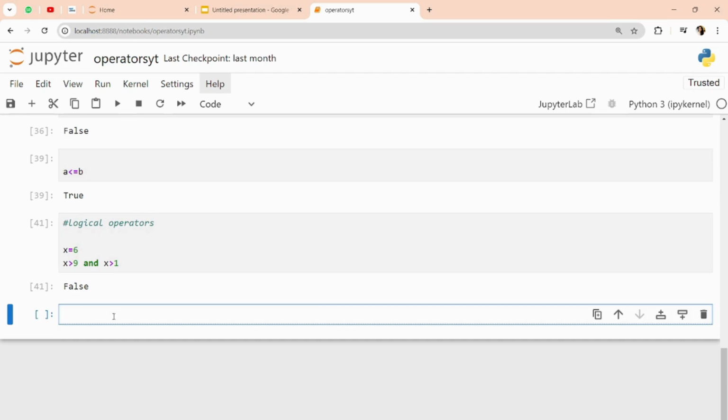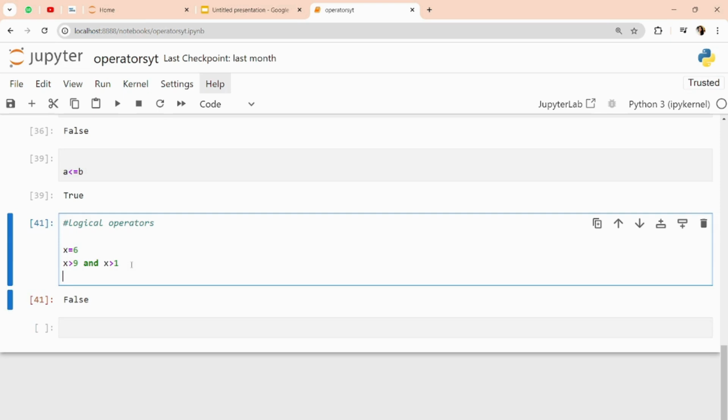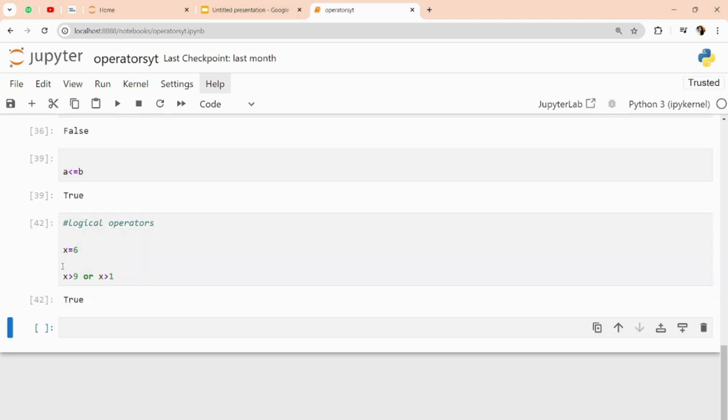Let's go to OR. x is the same. I'm keeping x is greater than 9 or x is greater than 1. Here one condition is true, which is this one, and the other condition is false. So what will it give? It will give true, because if even one condition is true, it will represent it as true. Only one condition must be true in OR, then it will give you true.